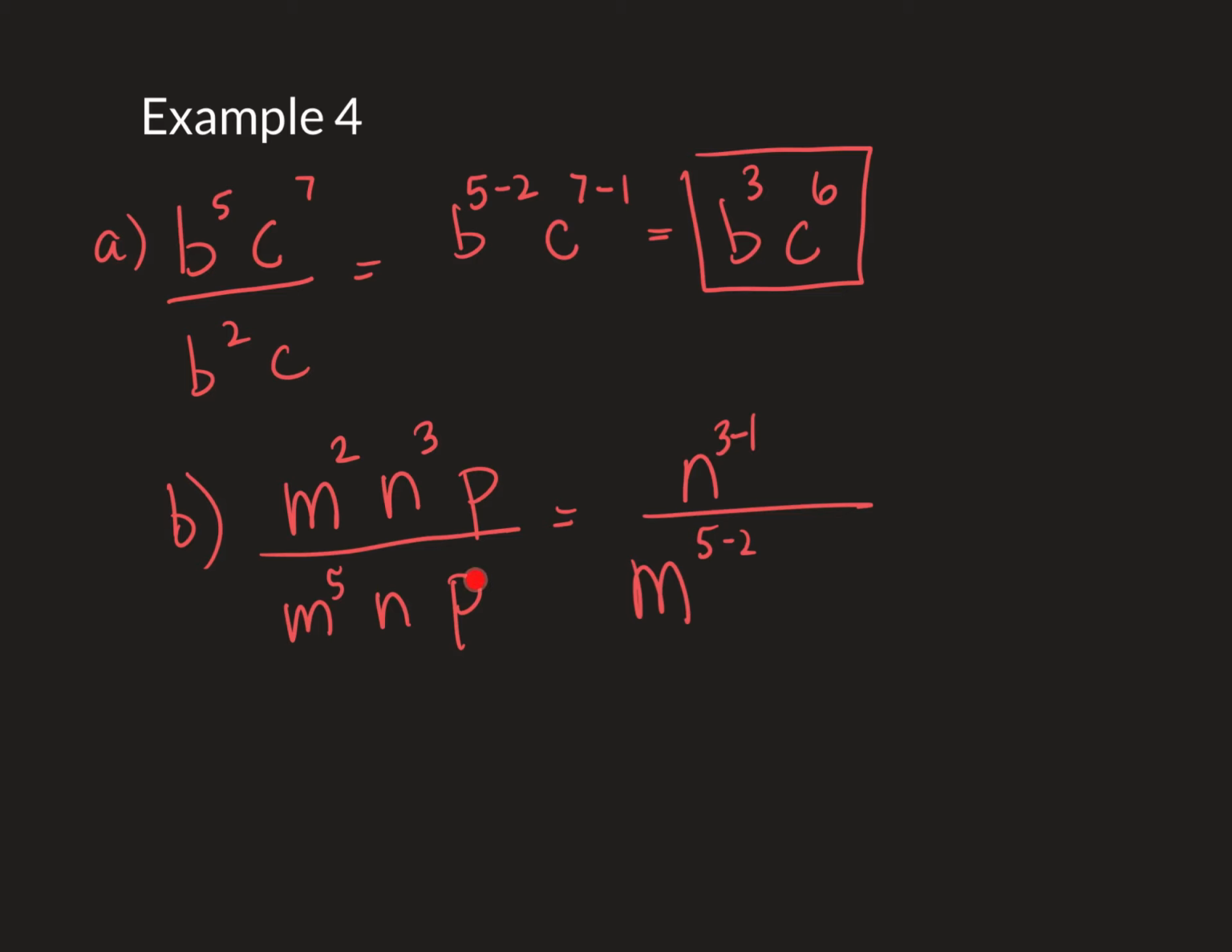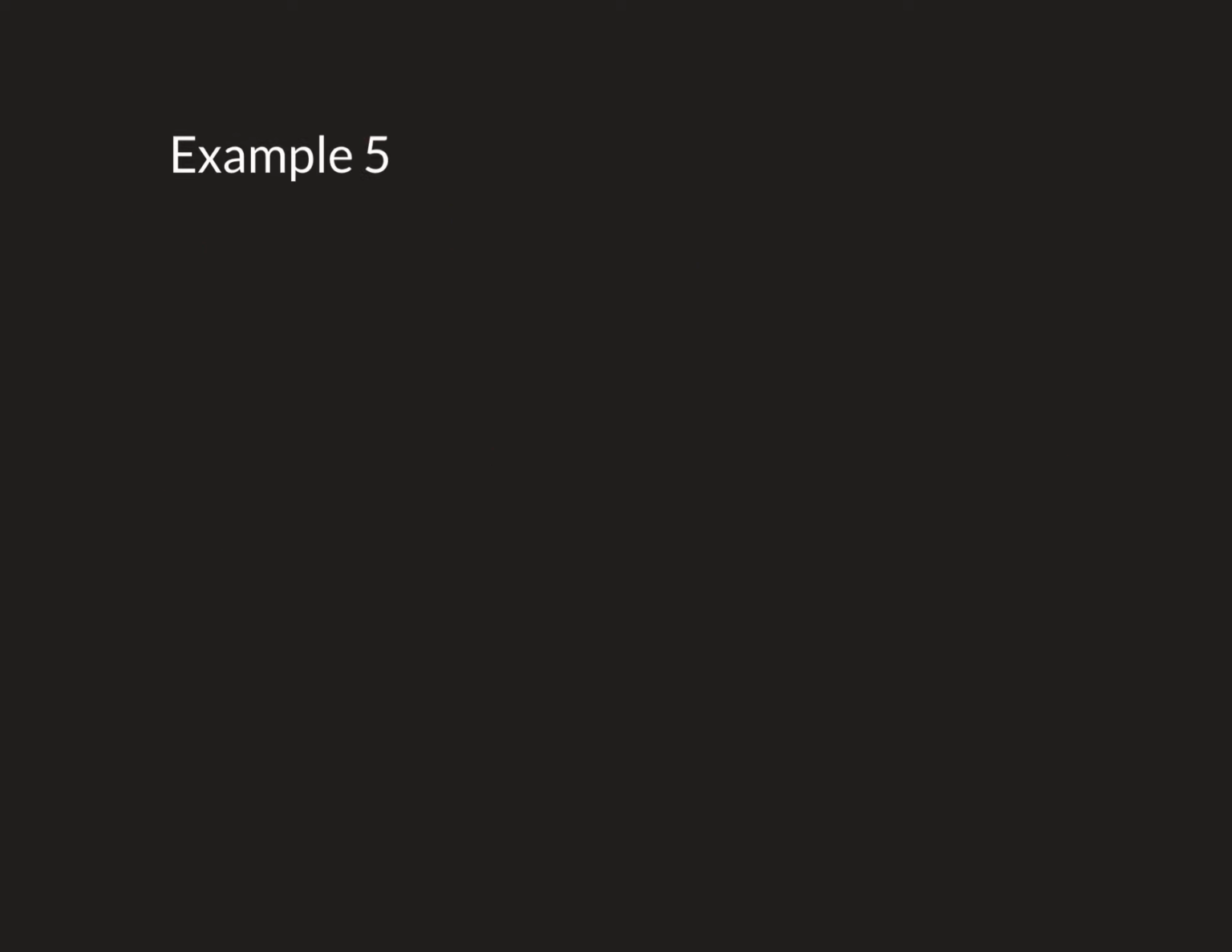Where is my p's exponent the largest? Well, it's the same. And when it's the same, 1 minus 1 is 0. It cancels out. So the answer I will get is n to the second power in my numerator and m to the third power in my denominator. That is my answer for example 4. For example 5, the next one that I'm going to do is the power of a quotient.